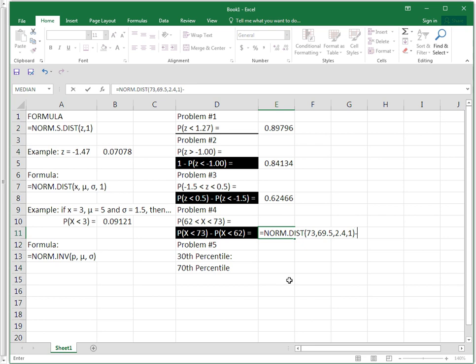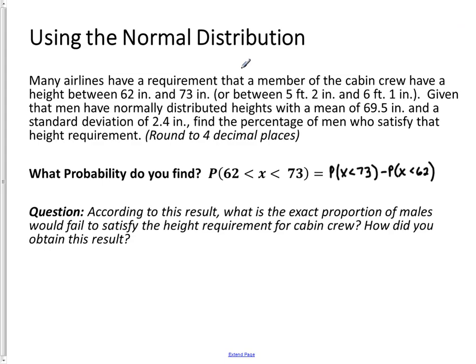Now let's subtract from that. Norm.dist. This time we want 62 inches, with the same mean and standard deviation, 69.5 and 2.4. We choose 1 for true for our cumulative distribution. There it is, 0.92647. That's our probability.